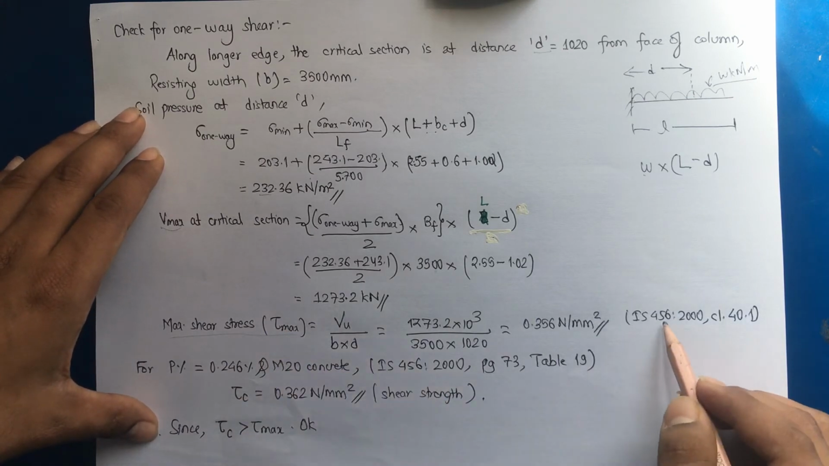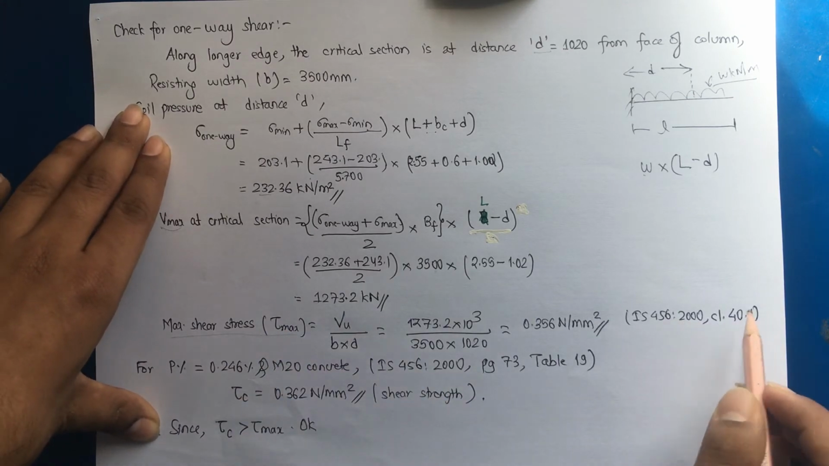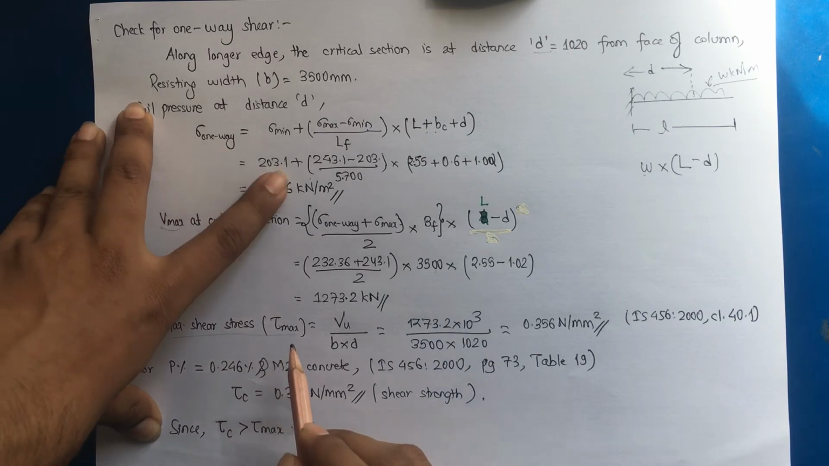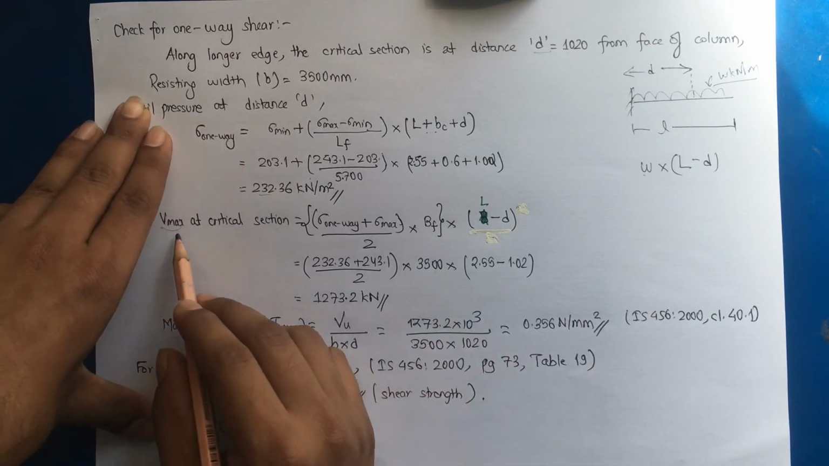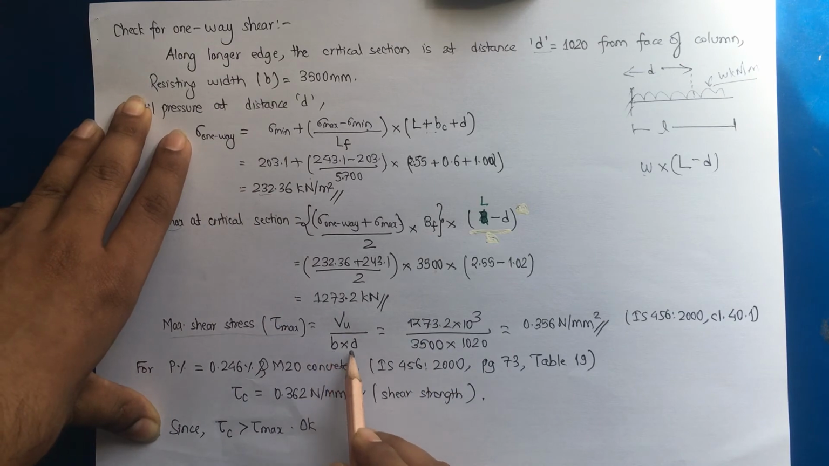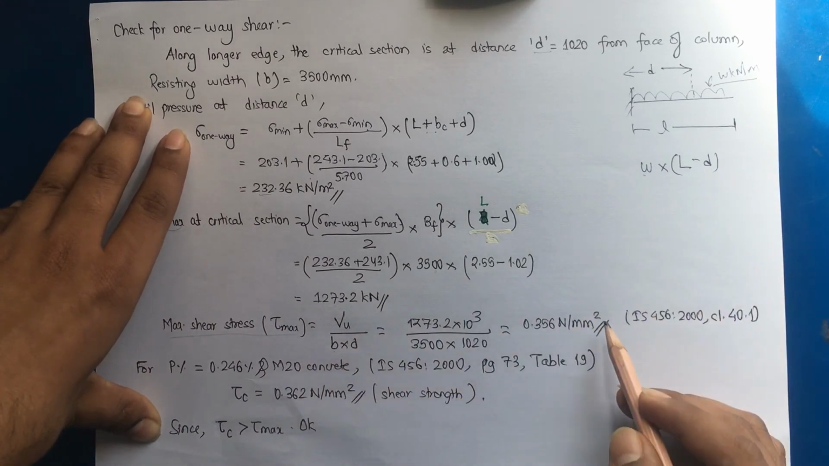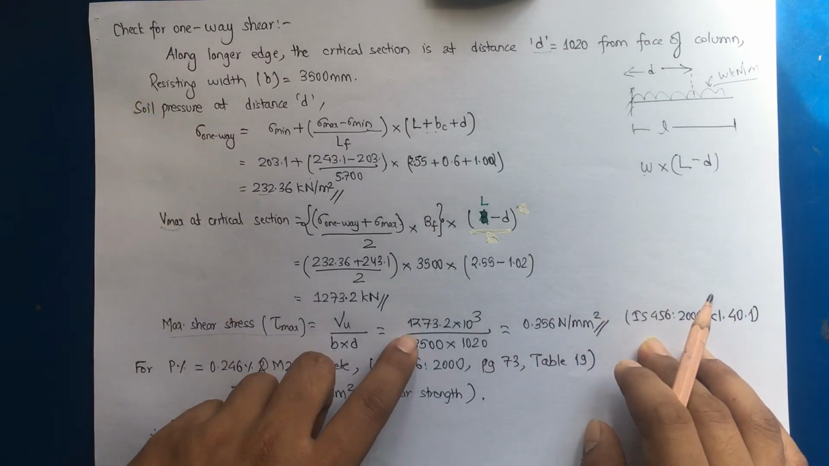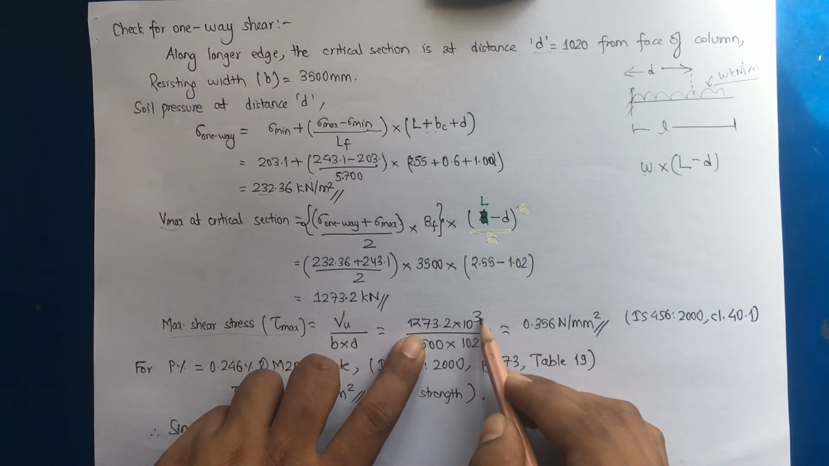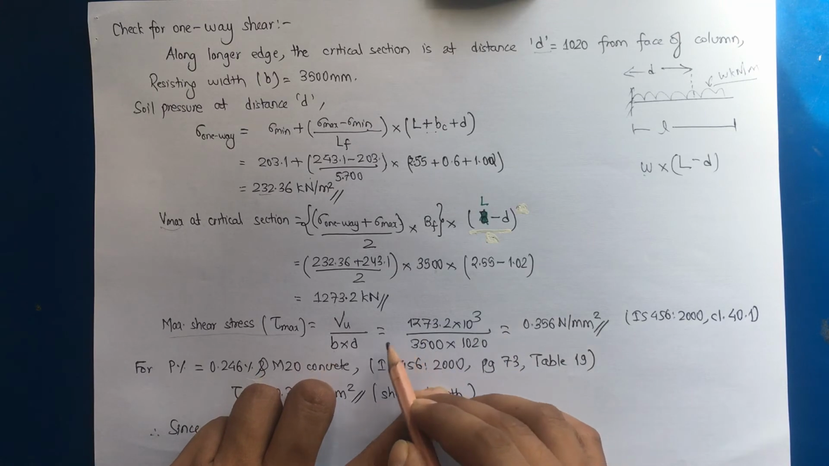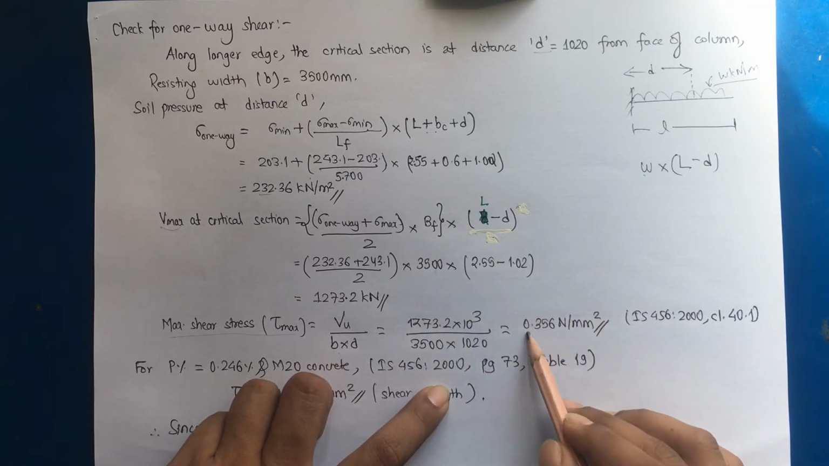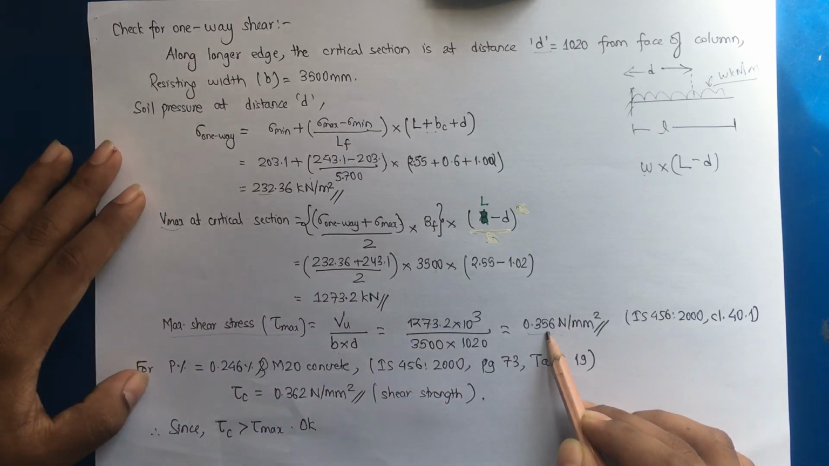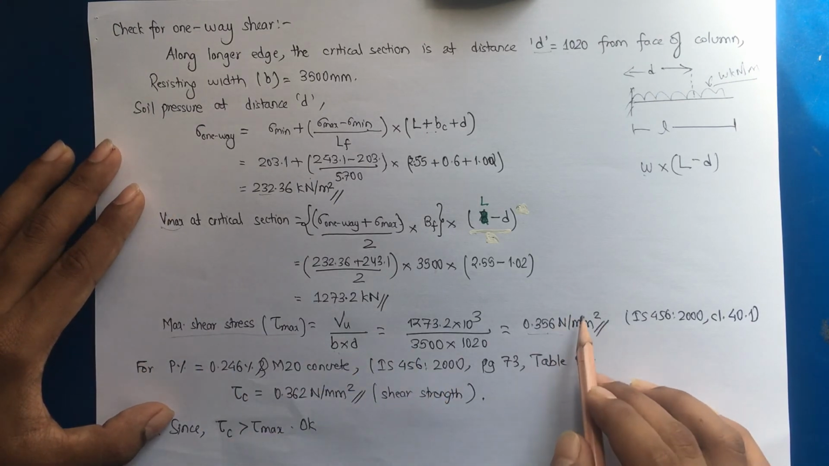according to IS 456 2000 clause 40.1, we have maximum shear stress tau max as VU by BD, where VU is the maximum shear and B is the resisting width into D is the depth at that section. So 1273.2 into 10 to the power 3, converting this into Newton. Substitute the value of B as 3500 and D as 1020. So we'll get 0.356 Newton per mm square. So this is the maximum shear stress.